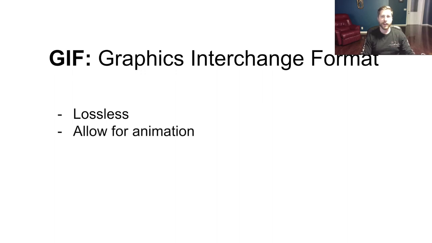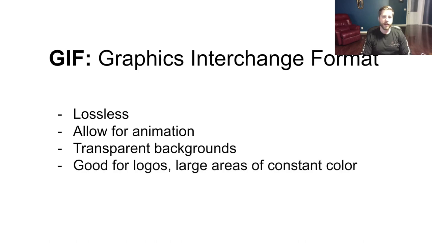They also allow for animations. Obviously, we all know GIFs as moving images, animated GIFs. That's one really great quality about GIFs. You can't do that with other file formats. They allow for transparent backgrounds, so if you have a logo that you wanted to overlay on top of another image, you can do that with a GIF. And then it's great for logos and areas of constant color.